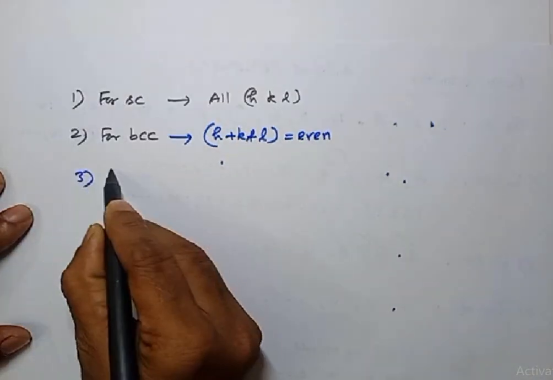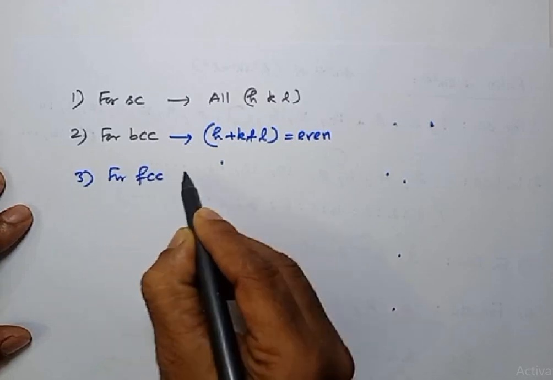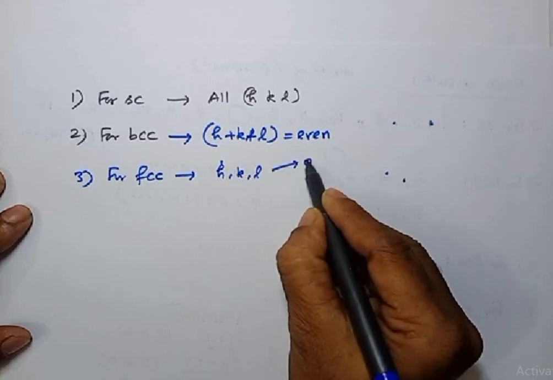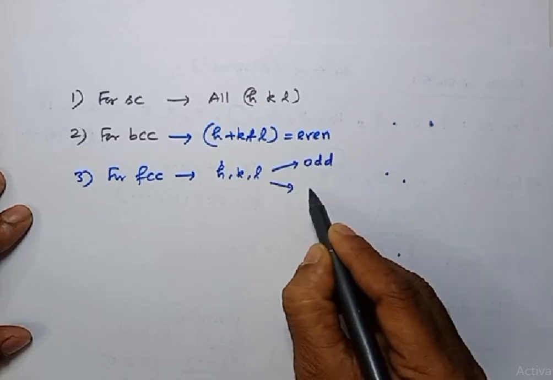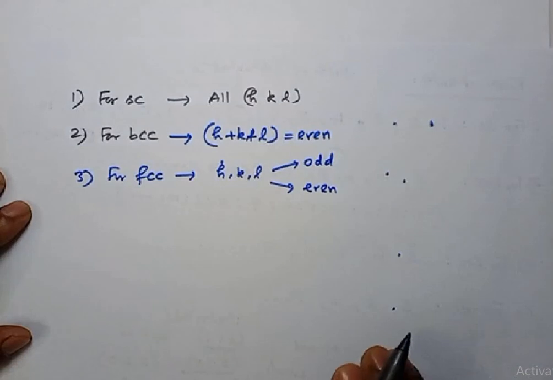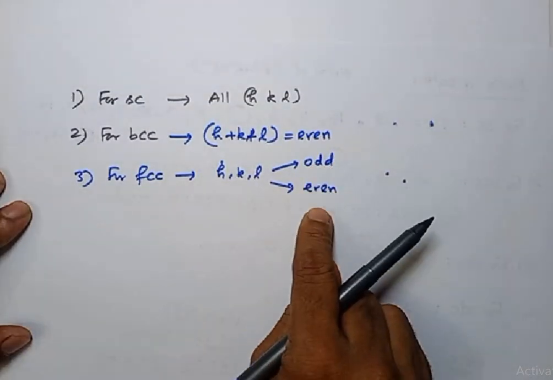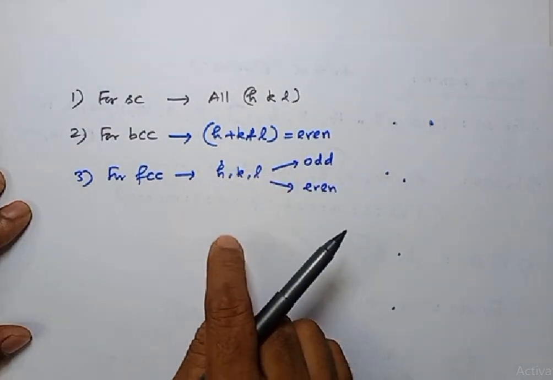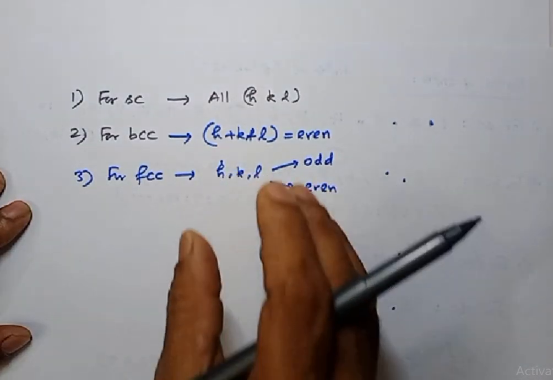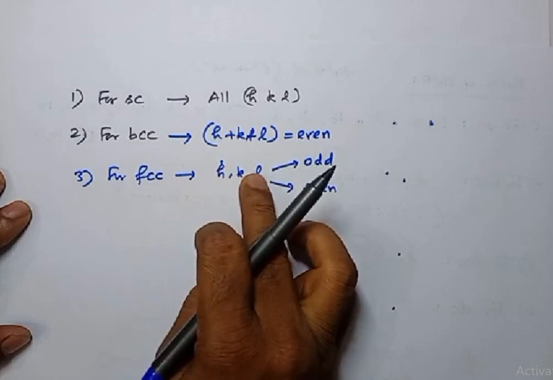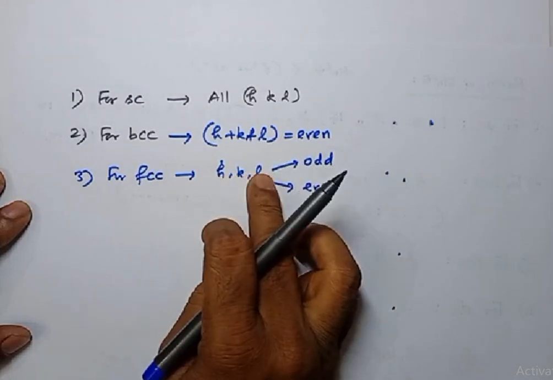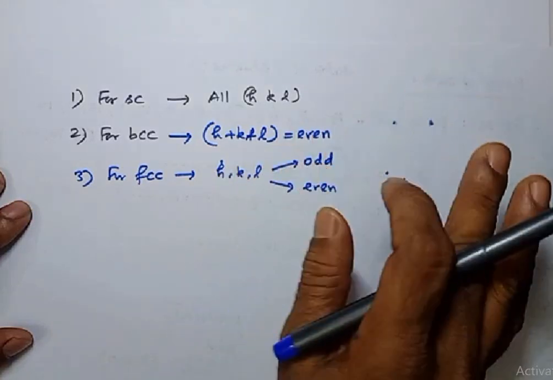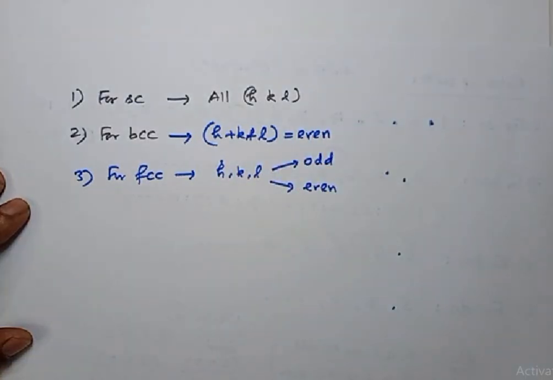Number 3, for FCC crystal, the HKL values should be either all odd or all even. All odd, all even are allowed. 1 1 1 plane, 2 0 0 plane. Only those planes for which all the HKL values are odd or all the values are even will give signal in the XRD pattern or XRD spectrum.